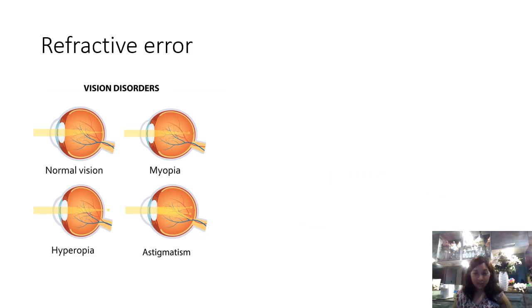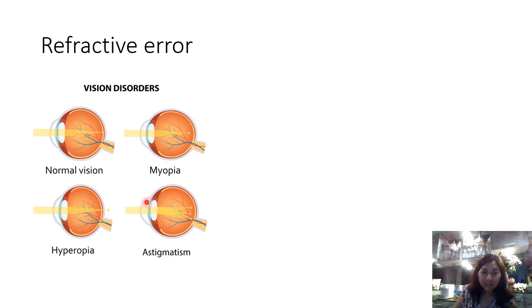So in order for us to see clearly, that light from the outside world has to be focused sharply on the retina. So you can see in normal vision, it focuses to a point bang on the retina. If you have myopia, which is short-sightedness, that point will focus in front of the retina rather than on it. If you have long-sightedness or hypermetropia or hyperopia, it focuses behind the retina.